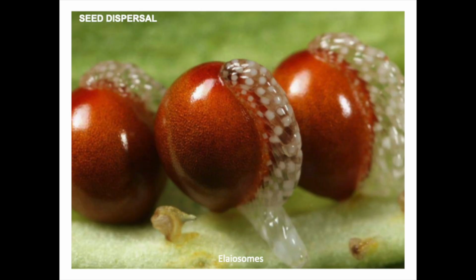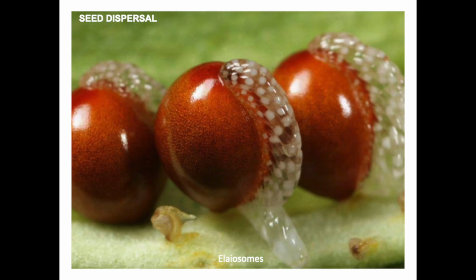And so this sticky clear part right here has a bunch of lipids and all sorts of good stuff that the ants actually feed to their larvae. So they'll collect the seed, take it back to their nest, take that elaiosome off, feed it to their larvae, and then disperse the seed. Get rid of the seed like trash mittens, right?